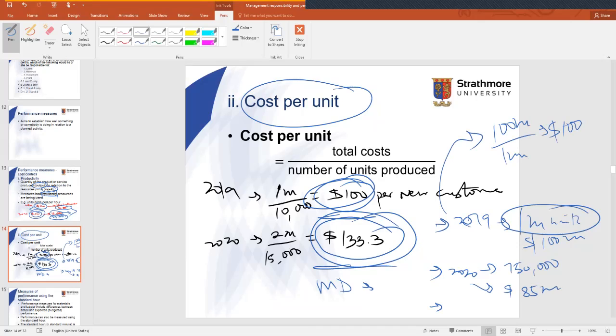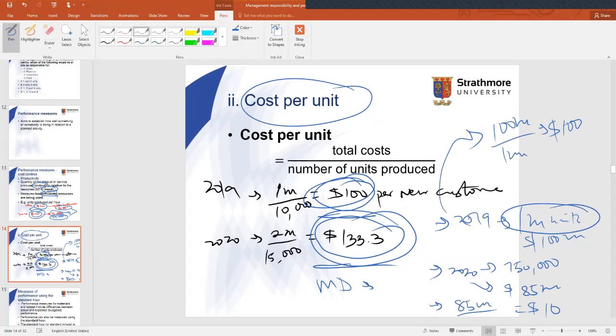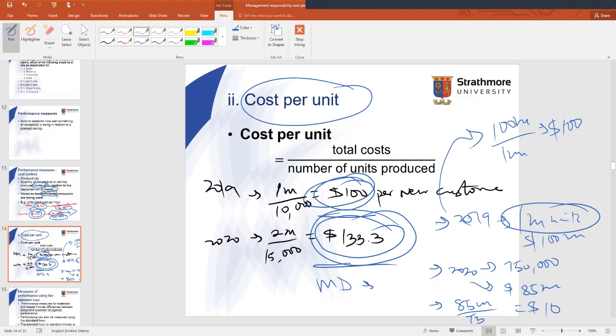The cost per unit this year is therefore 85 million divided by the number of units in the year 2020, which is 750,000. Simply divide 85 million by 750,000. That gives us 113.3 recurring, so 113.